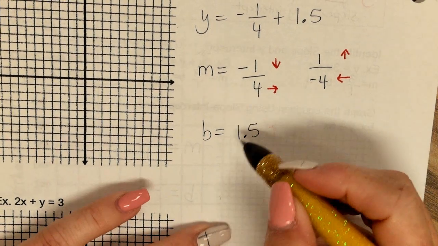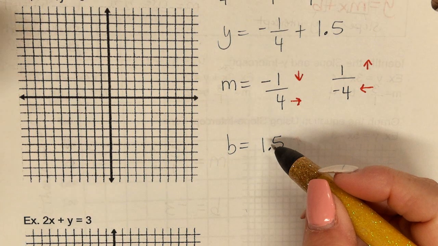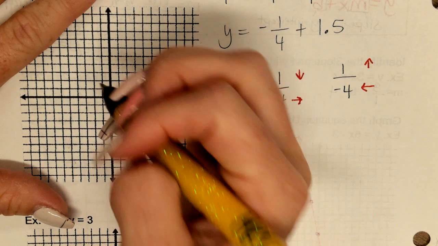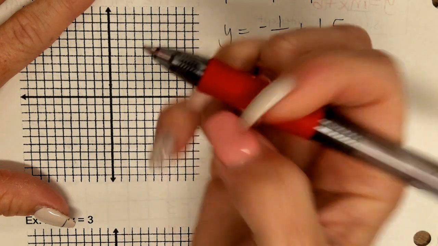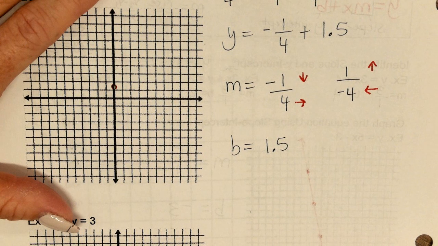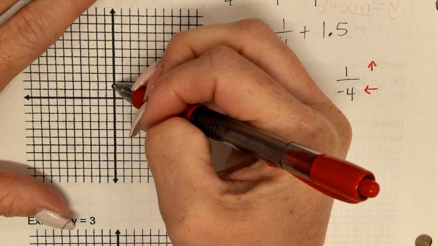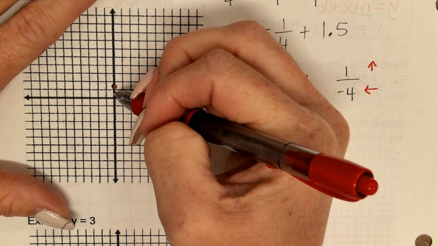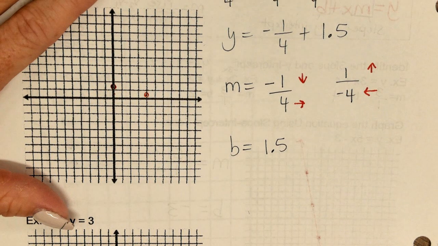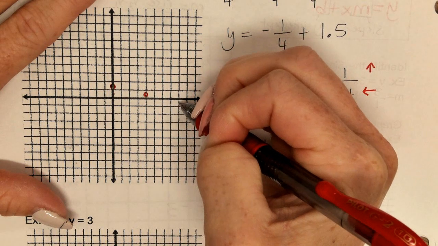Okay, so I'm going to start on the y-axis at 1.5. Now, since it's not numbered, could I count by 0.5s? Yeah, but I'm just going to count by 1. So here's 1.5 right here. Everybody there? I'm going to go down 1, right 4. So here's where I'm at. Down 1, right 4: 1, 2, 3, 4. And I'm going to do it again. Down 1, right 4: 1, 2, 3, 4.